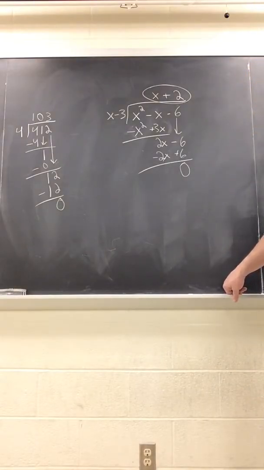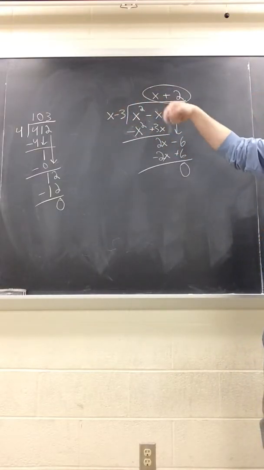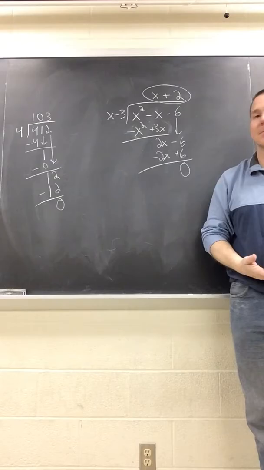And again, if you wanted to check it, you just multiply. But all of you know how to FOIL. X plus 2 times x minus 3 is x squared minus x minus 6. So we know it's right.